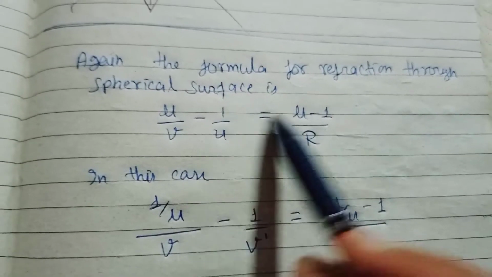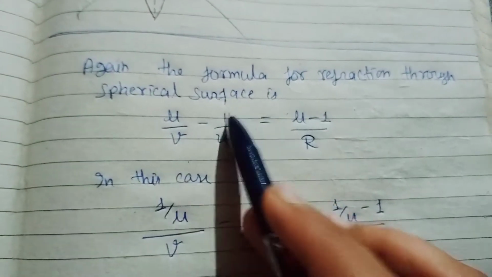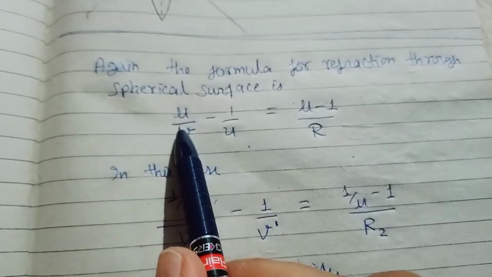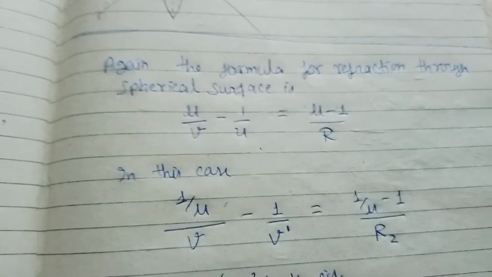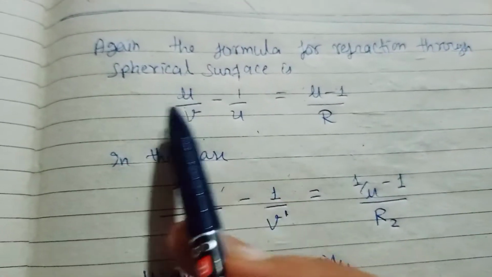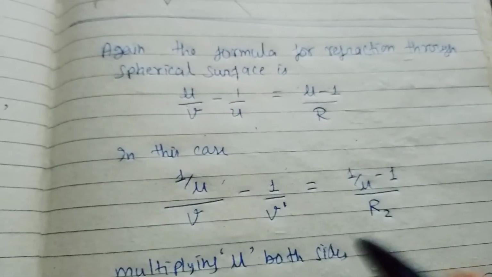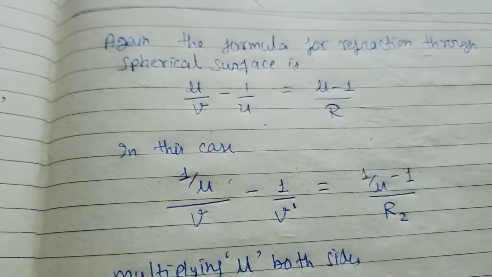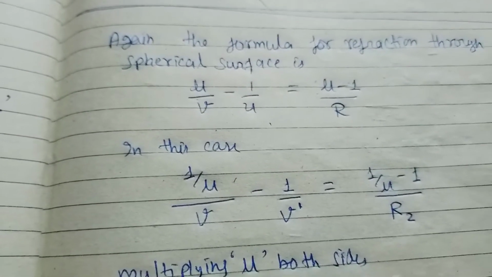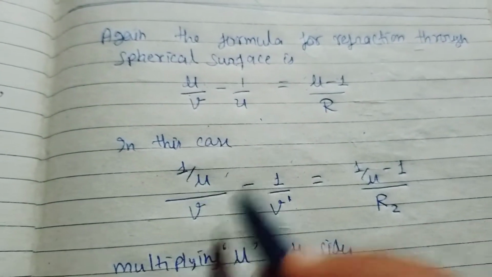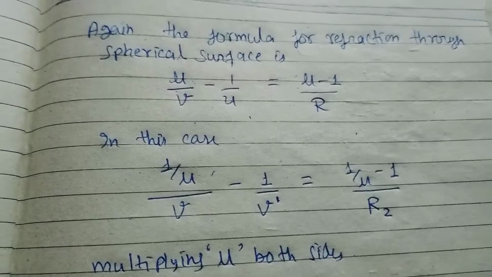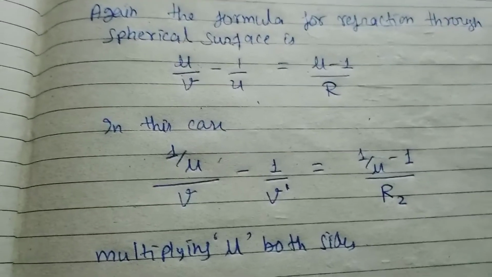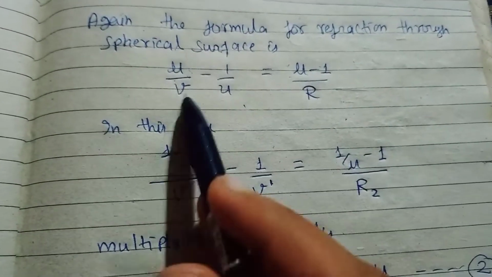Again the formula for refraction through a spherical surface is mu upon v minus 1 upon u is equal to mu minus 1 upon R. As I have explained, when the ray passes from air to the lens, the refractive index is mu, but in this case the ray passes from the lens to the air, so the refractive index will become 1 upon mu. If you didn't understand this, you have to watch my previous videos to clear the concept of refractive index. So mu will become 1 by mu.